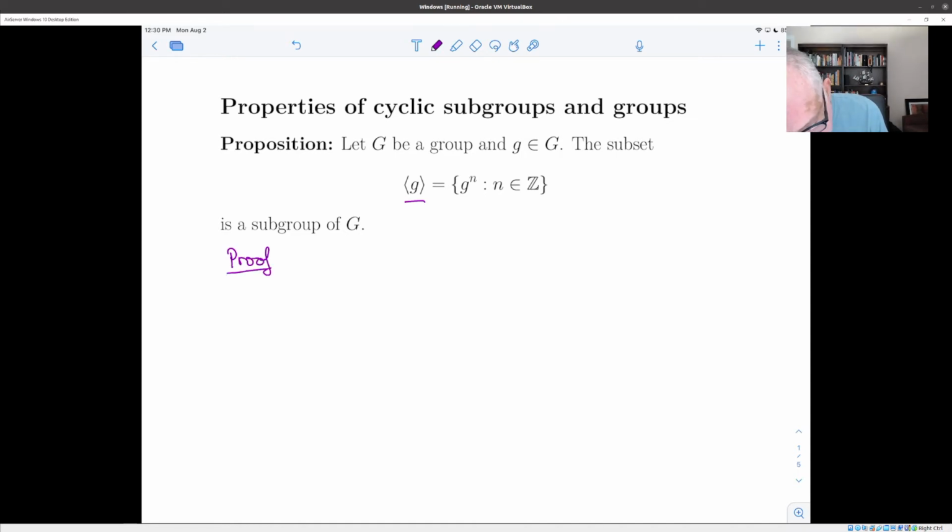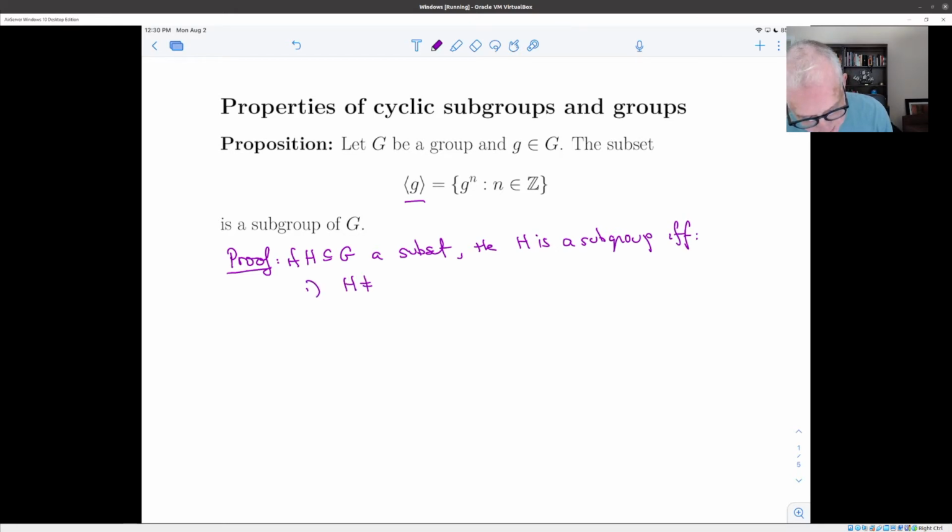So recall that to prove that if H is a subset of a group G, then H is a subgroup if two things are satisfied according to our subgroup theorems. First of all, it has to be non-empty. And second of all, if you take any two elements A and B in the subset, you have to have AB inverse also in H. And so let's apply this to our case.